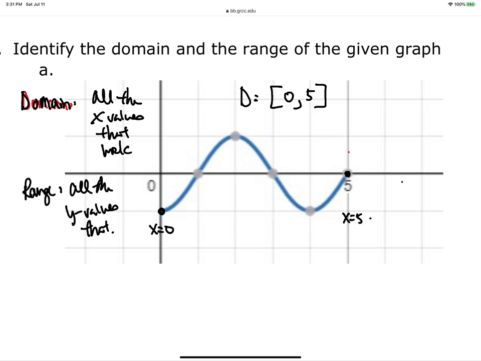Okay. Now the range. Range is how high does it go, how low does it go. The lowest point for the range, for the y value, is -1. And the highest point for the range is +1. So that means my range in this case goes from -1 to +1 with brackets, because assuming those points are all endpoints. Okay. All right. Let's move on to the next question.